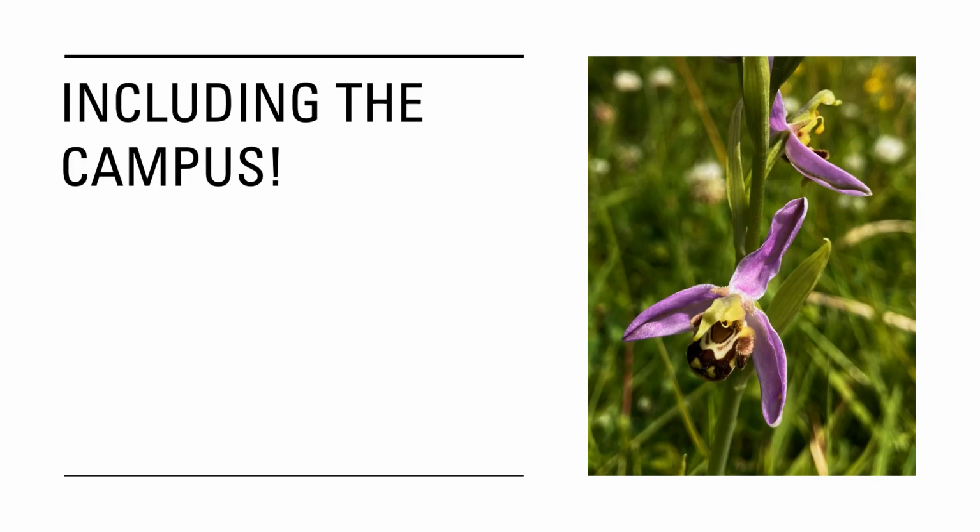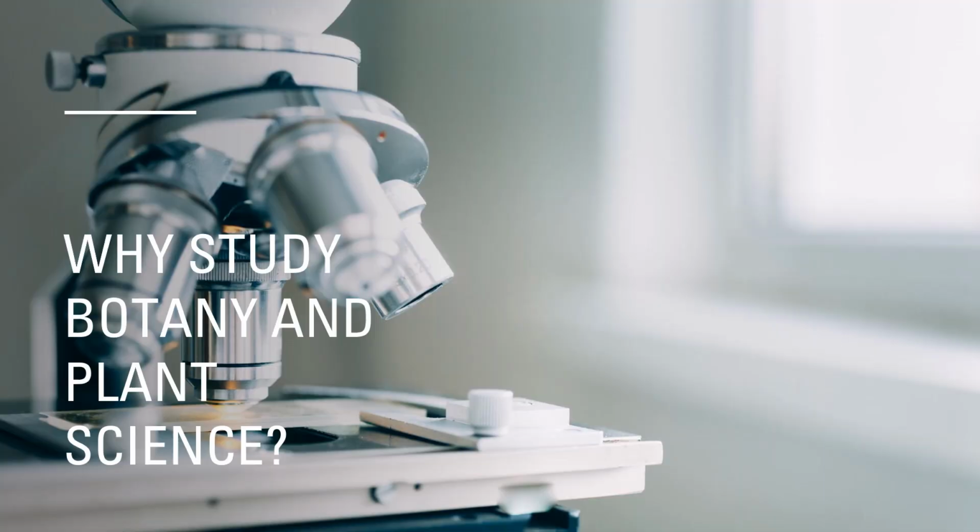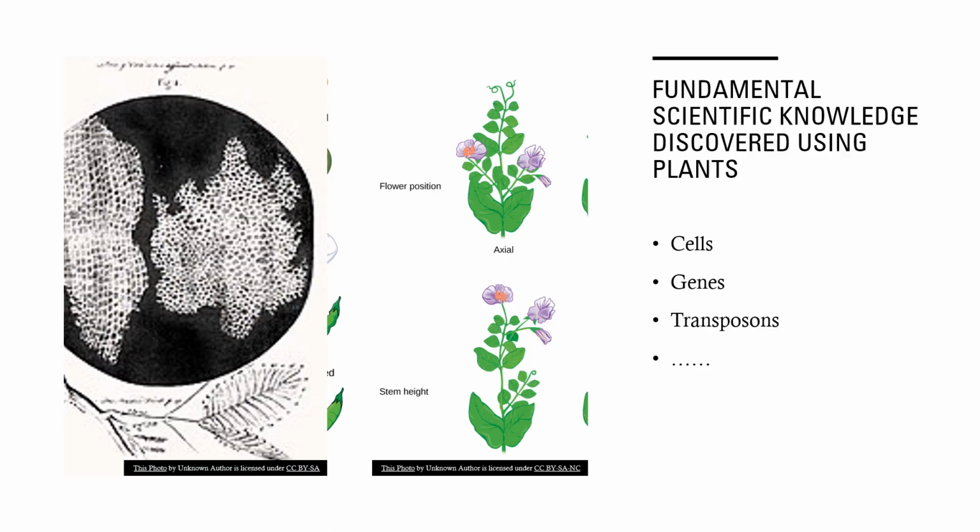Our campus is also very exciting in terms of the plants that occur, and this includes, for example, the bee orchid that you see depicted here. There are, of course, many different reasons to study botany and plant science, and these include, for example, that many different fundamental scientific discoveries have been made using plants. This includes the discovery of cells and genes and transposons, so jumping genes.